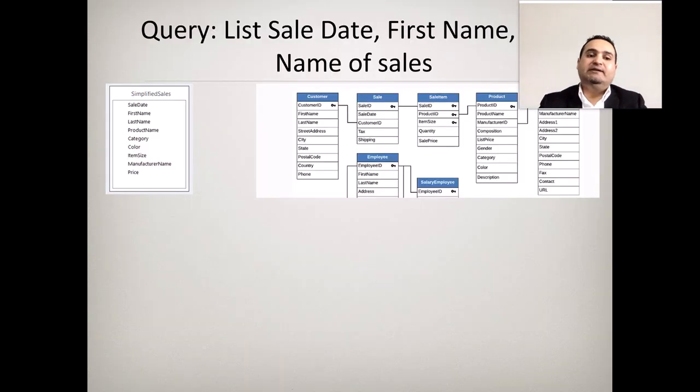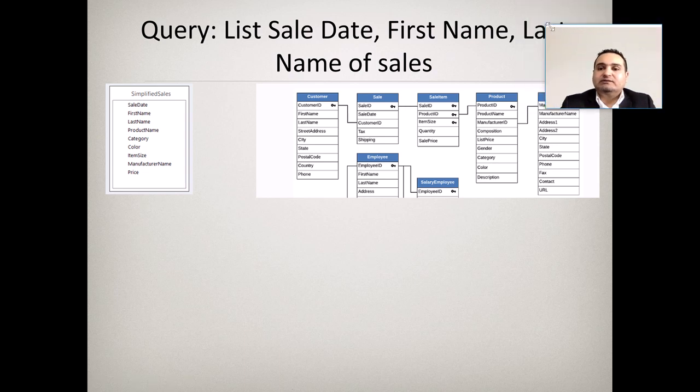So this is what we did last time. When we wanted to list, let's say, the sale date and the first name and last name of sales from one table, we said select sale date, first name, last name from simplified sales, because all of those fields exist in only one table. So it was very simple and straightforward.